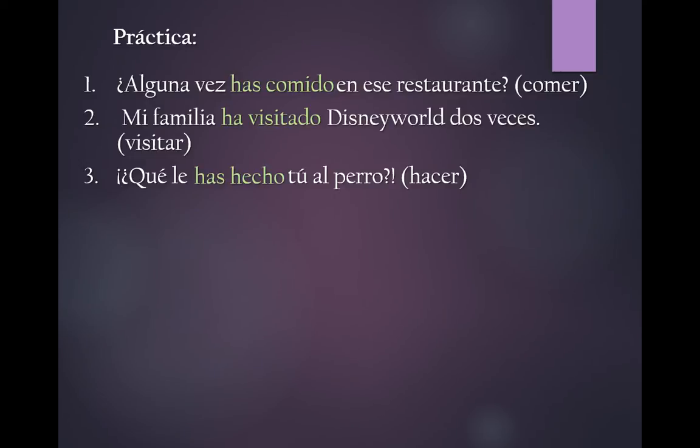¿Qué le has hecho tú al perro? And notice it just runs together. ¿Qué le has hecho? So has hecho sounds like one word. ¿Qué le has hecho tú al perro? What have you done to the dog?